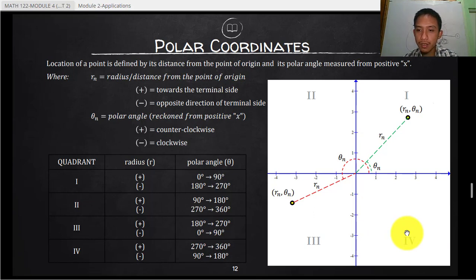And at the same time, you can also have that one if your angle is 90 to 180, but your radius is negative, so it will be directed to your fourth quadrant, the opposite of your second quadrant. Okay, so that is your polar coordinate.